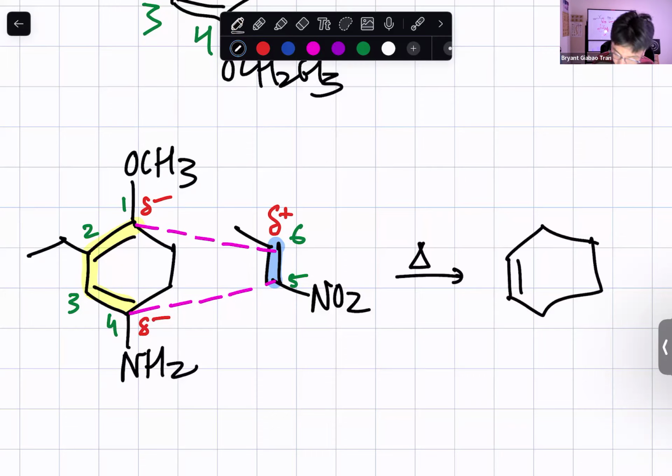Okay, so now let's think about the endo rule here. If I make my EWG, the NO2 here, a dash, what would be the stereochemistry of the OCH3 and the NH2? Would it be a wedge? Would it be a dash? It would be a dash, right? Because these are out groups since they are outside of the pocket, which means that they have to be cis to the EWG.